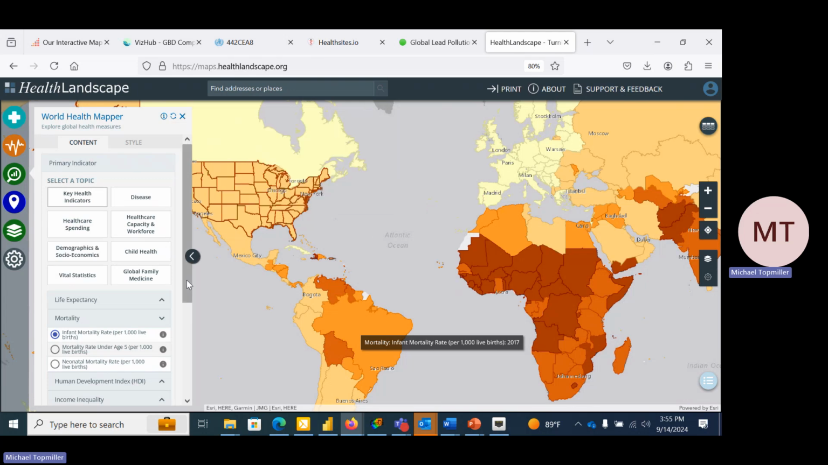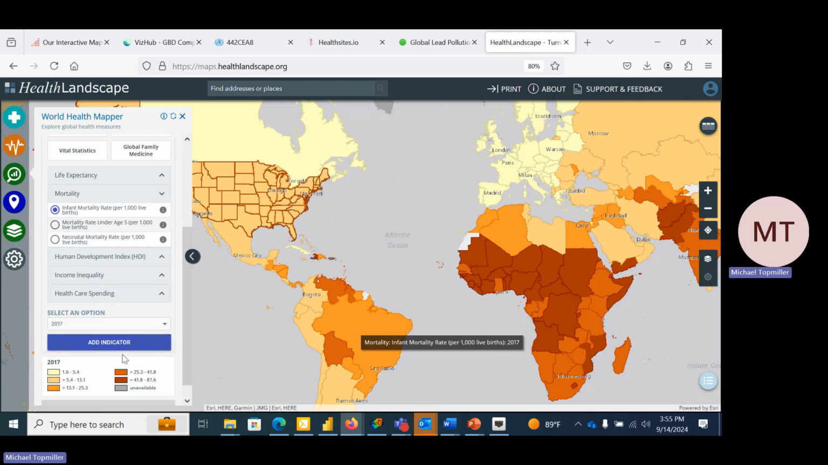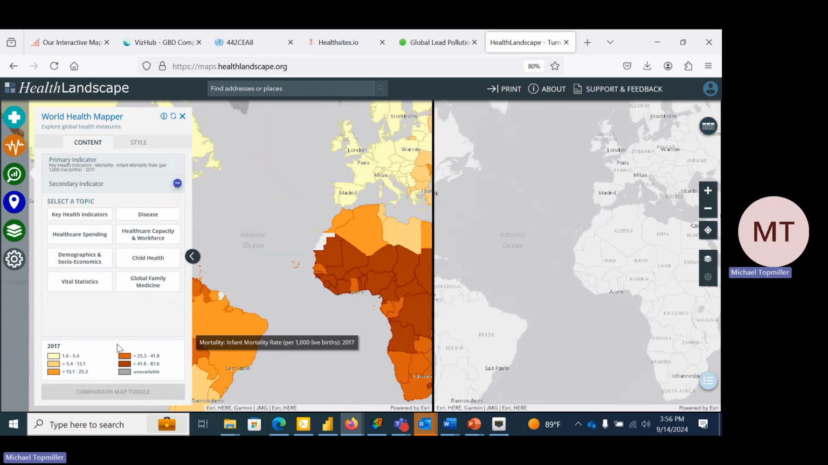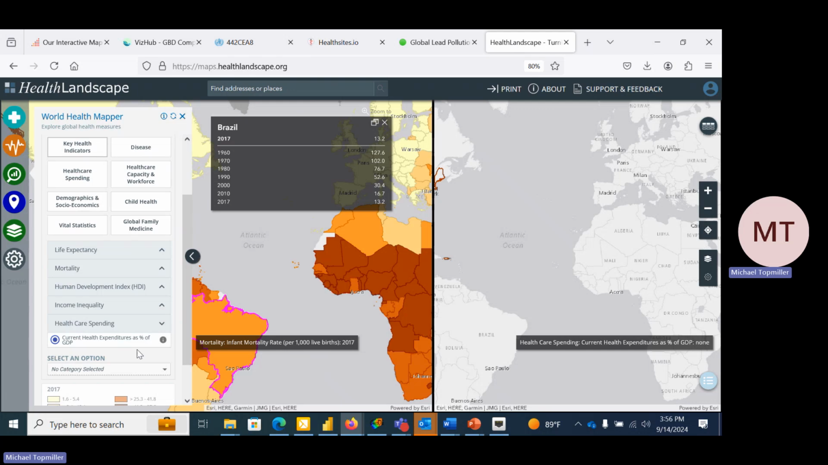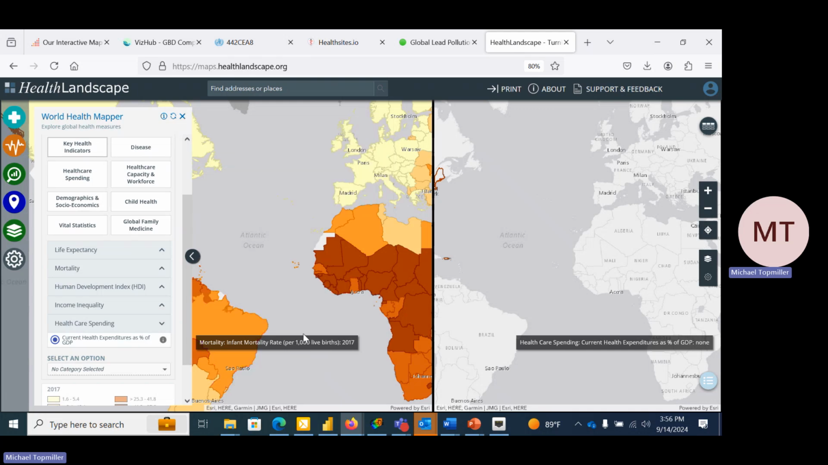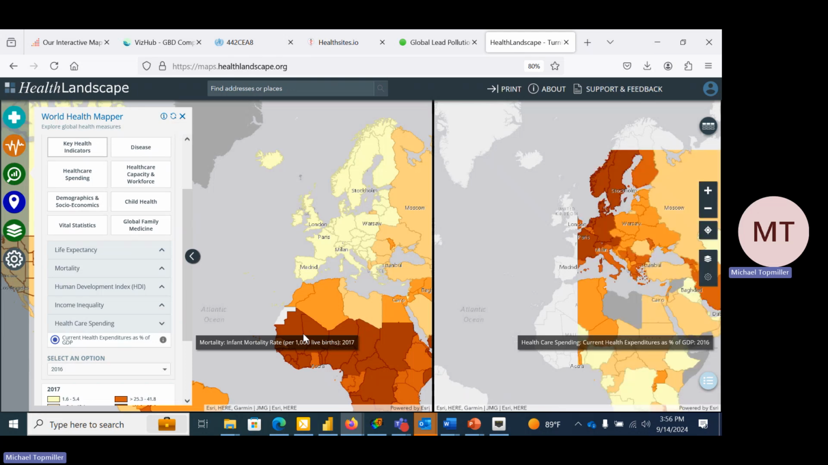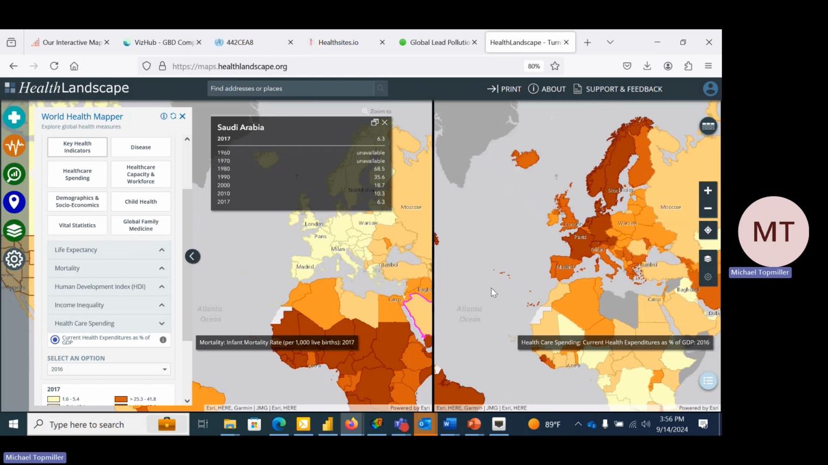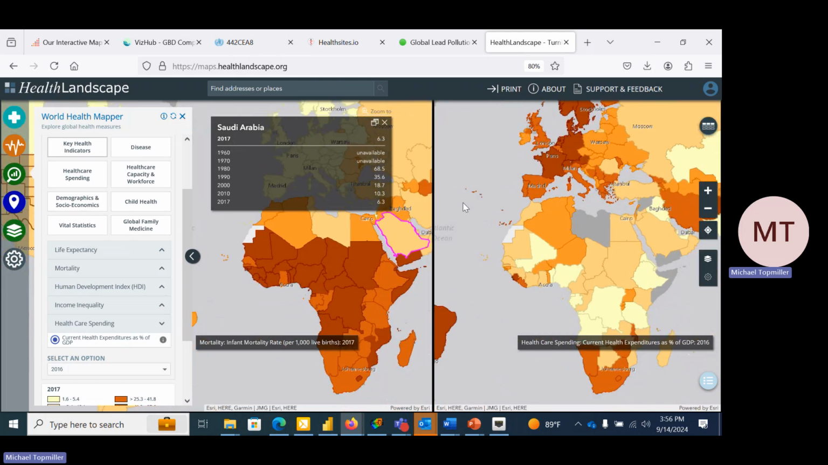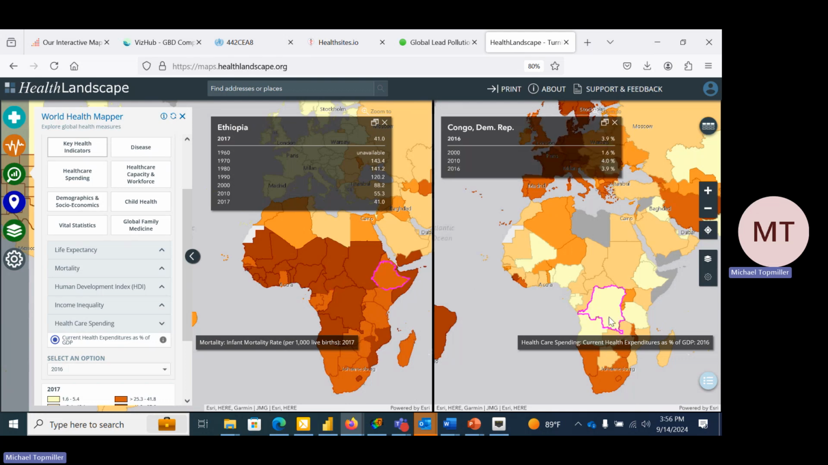But we come down to our tool here, we can add an indicator. And this way we can look at both needs versus resources in two separate maps side by side. So we're coming over here, we're going to come back to our key health indicators, scroll down to healthcare spending, look at current health expenditures as a percent of GDP, which basically is how much money your country is investing in healthcare. And I know that some of the notes you had in the textbook have talked about this. So you get a sense of, do we have high areas of need and lower healthcare spending?